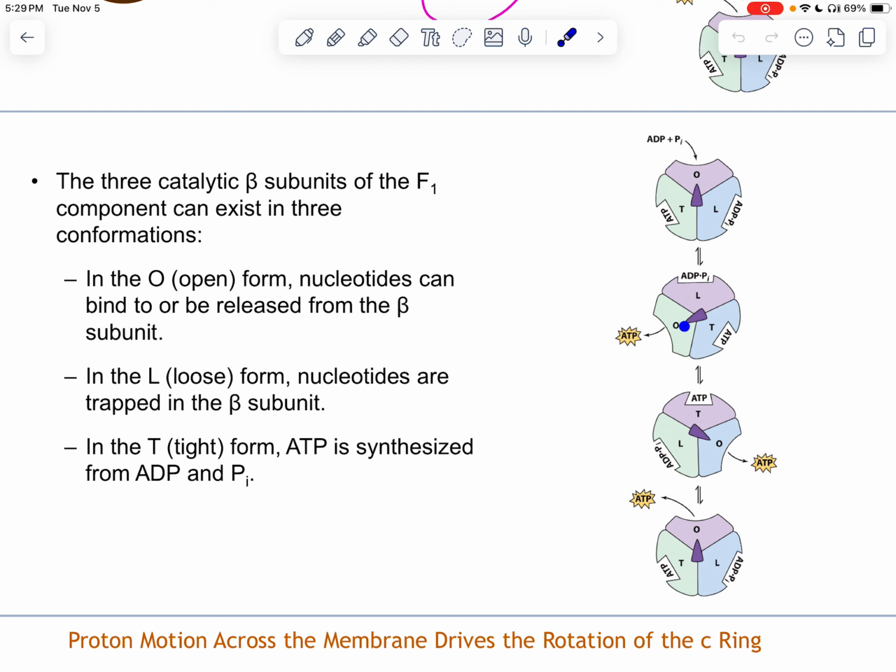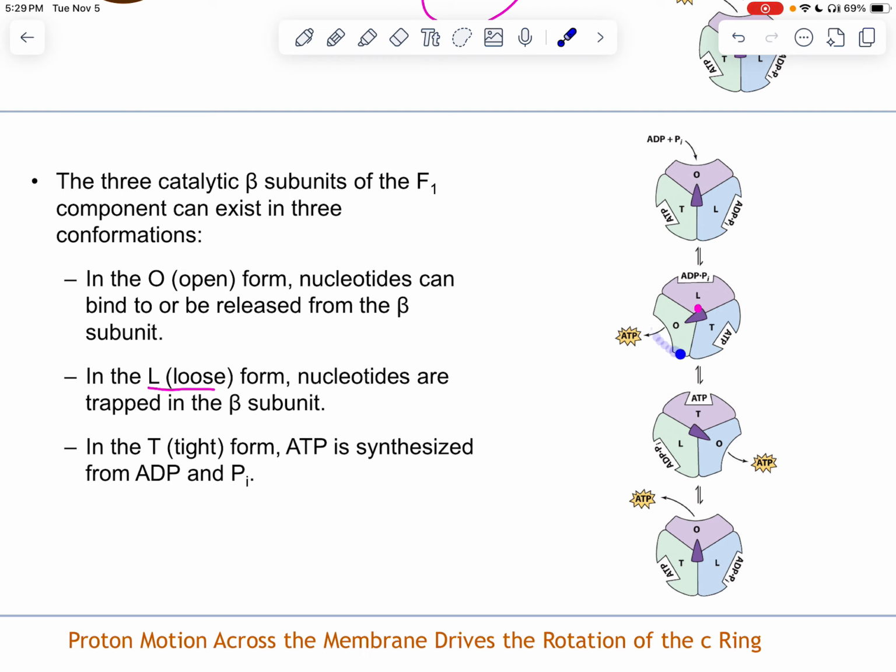So the one it's pointing to is the O. But now that purple, remember I said we were going to follow the purple, is faced with a different side. So it's right here. Whatever shape is on the edge of that, it's faced with that. That changes its conformation. It's now in the L form, and that traps those nucleotides. So up here it was open, but now those nucleotides are trapped.